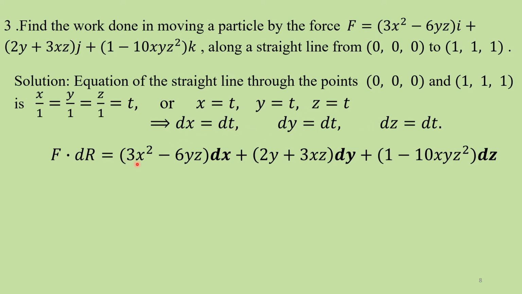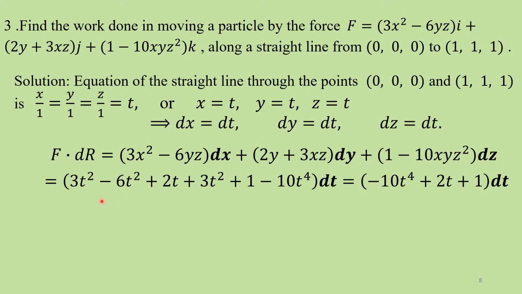So I can carefully substitute, which gives now (3t² minus 6t into t, 6t²) dt. So I have (3t² minus 6t²) dt. So dt is common, taken out. (2t plus 3t into t, that is 3t²), 2t plus 3t² plus (1 minus 10t into t², t⁴) minus 10t⁴. After simplifying, you can see that 3t² plus 3t², 6t², cancels with this minus 6t², gives minus 10t⁴ plus 2t plus 1.